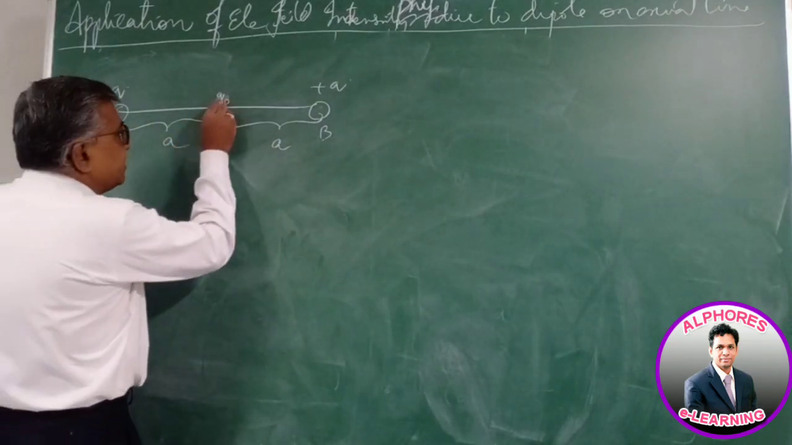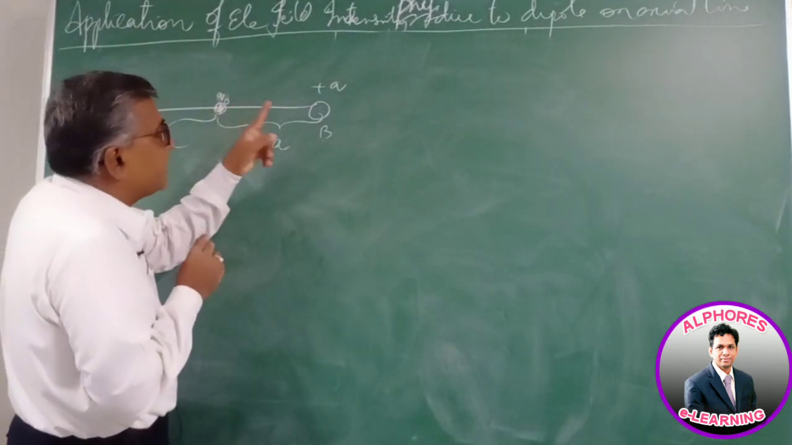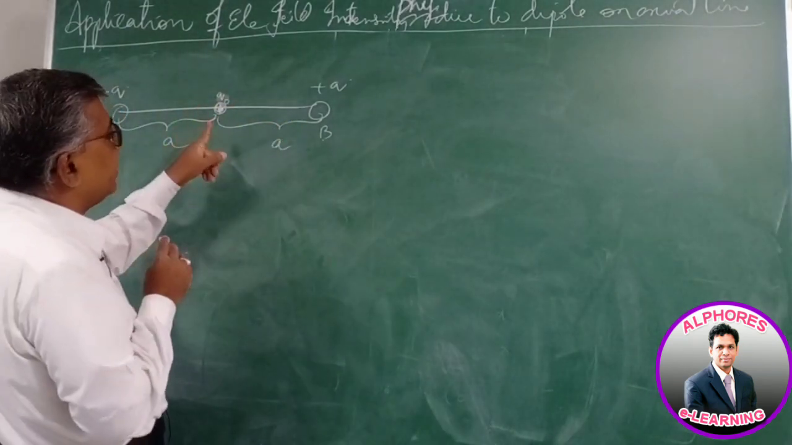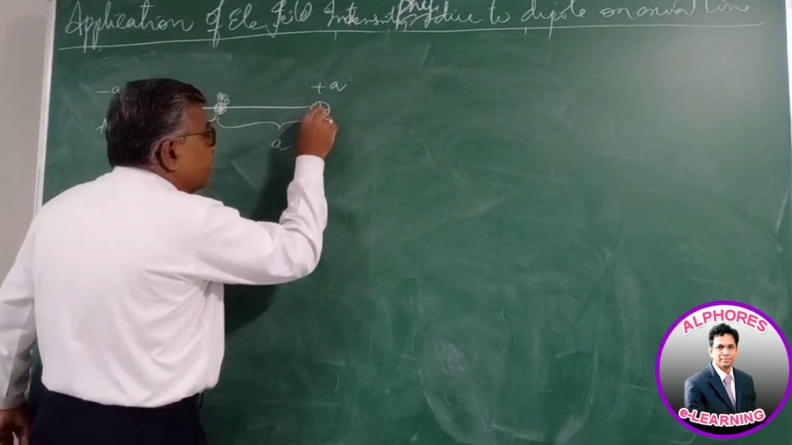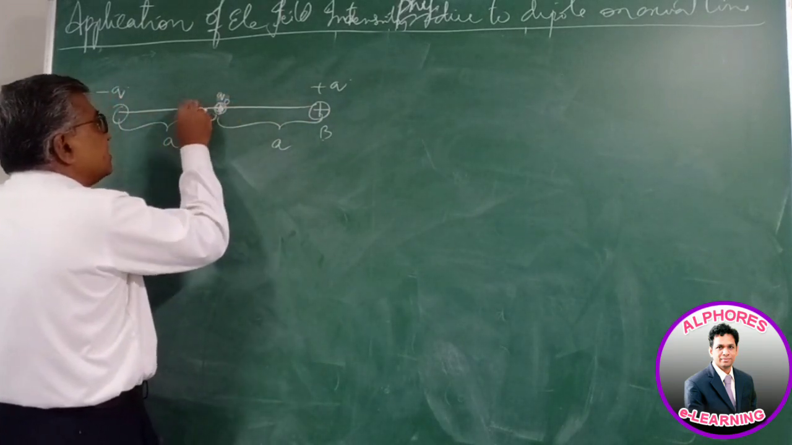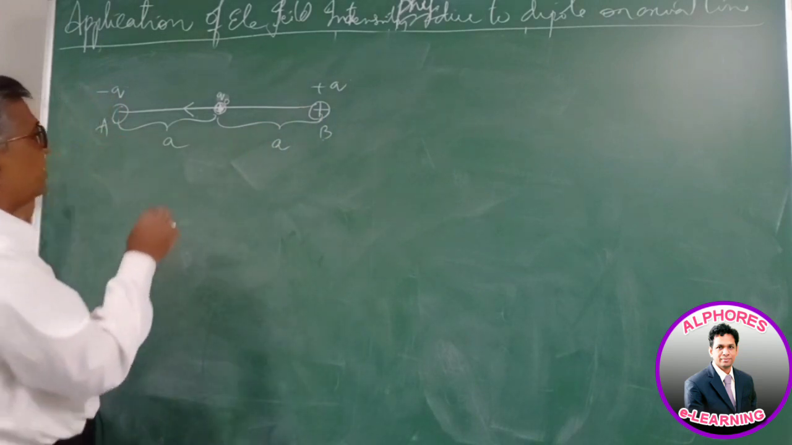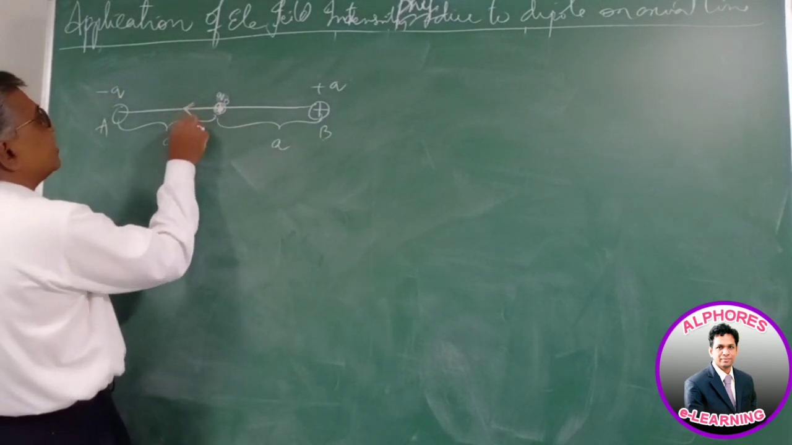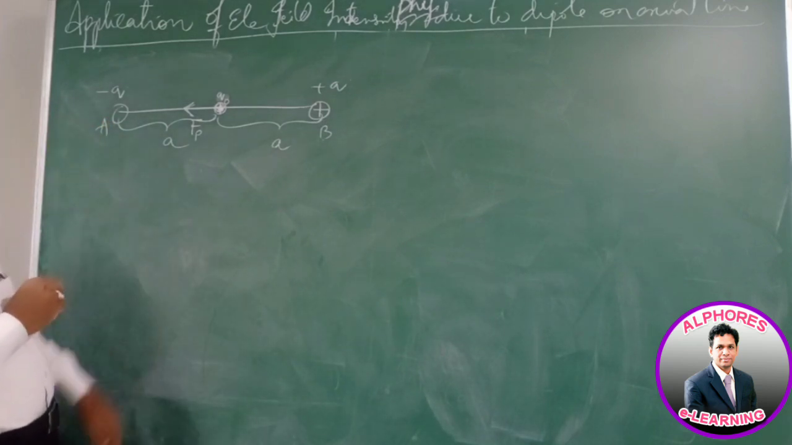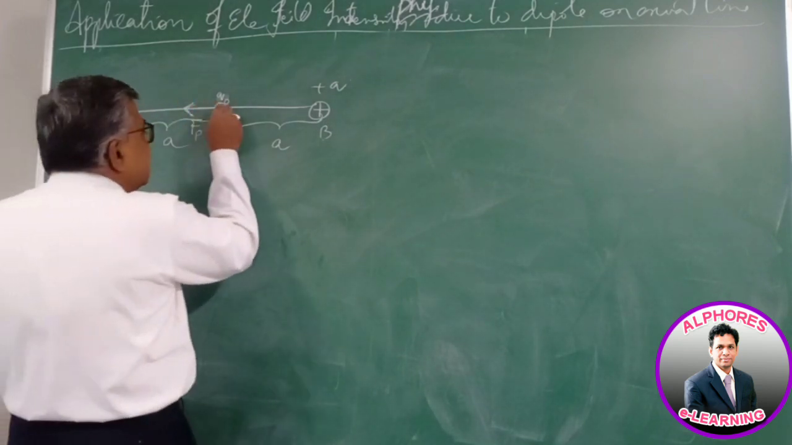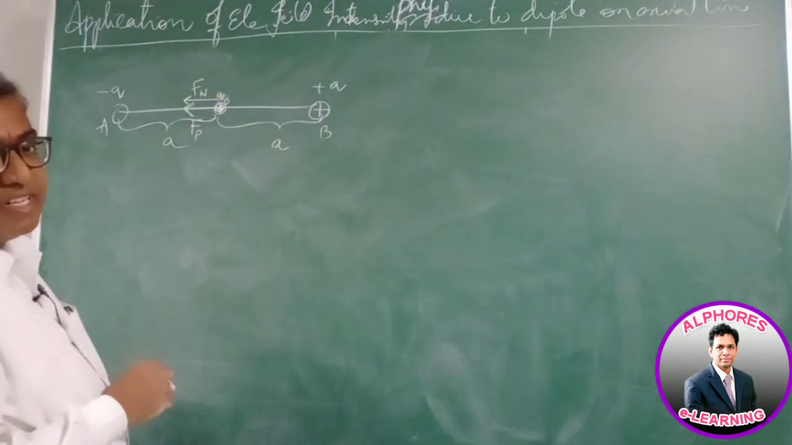Now, when I place a positive test charge here, it is under the action of two charges. It's in the influence of two charges. The positive charge of the dipole repels the positive test charge in this direction. So this is the force due to the positive charge. Now the negative charge of the dipole attracts this positive test charge this side, Fn. Both the forces are in the same direction.